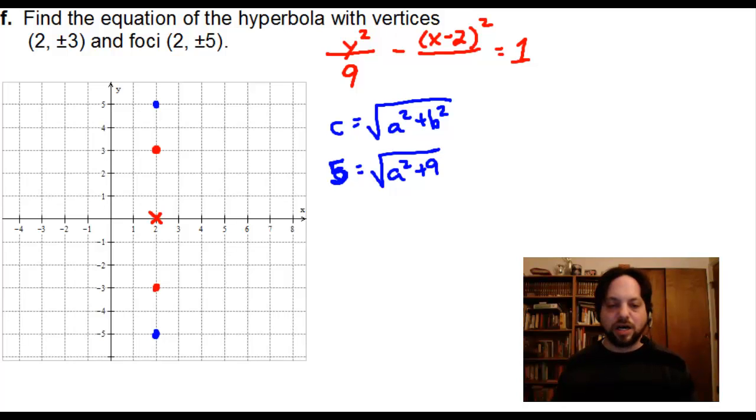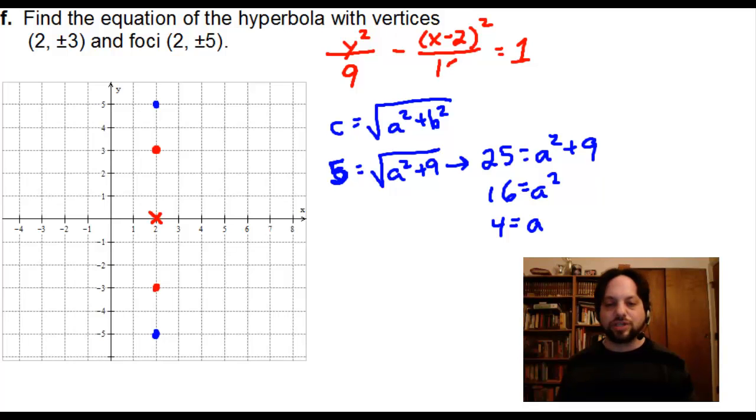All right. Let me square both sides of this. And if I do that, I'll have 25 equals a squared plus 9. And so clearly, if I subtract 9 from both sides, a squared is 16. I could go a step further and say a is 4, although it's not really necessary to do that in order to do the equation, because that's just a squared on the bottom.